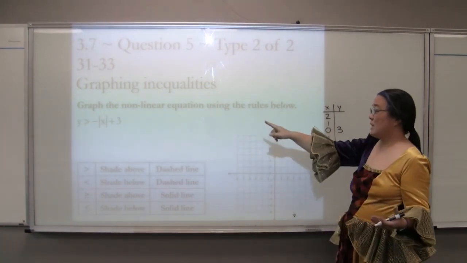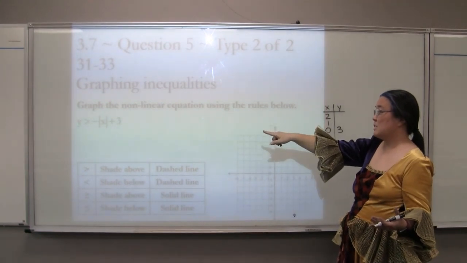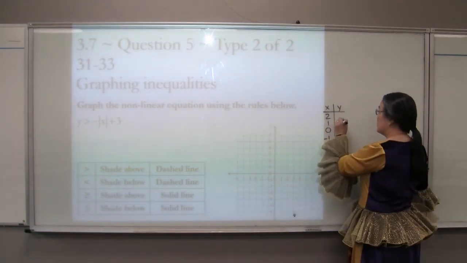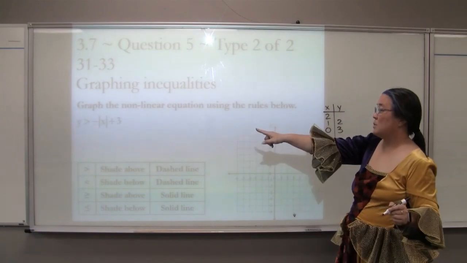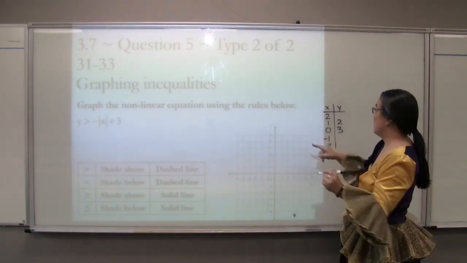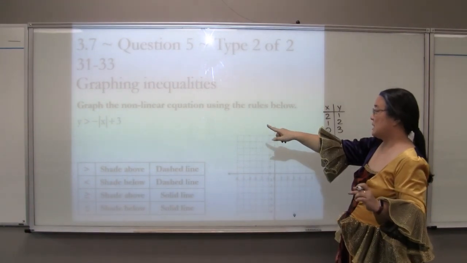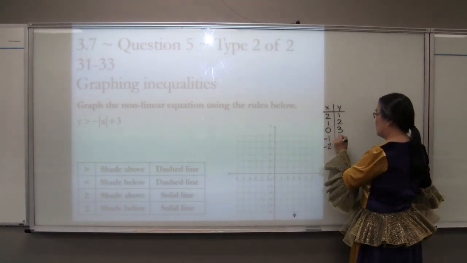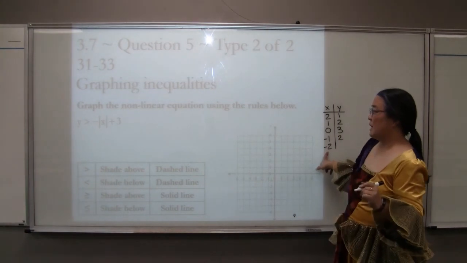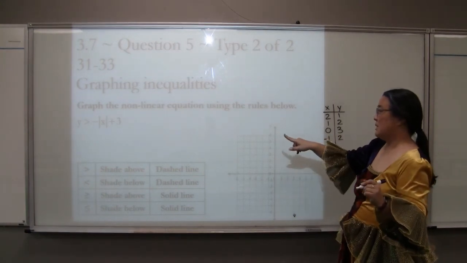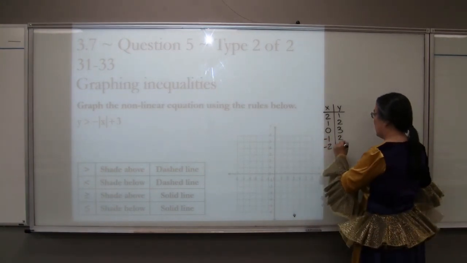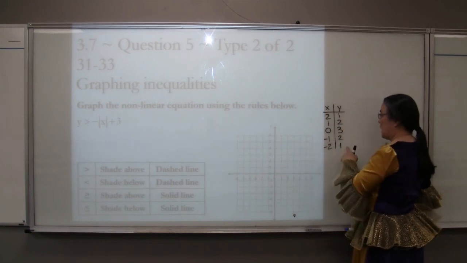All right, 1, absolute value of 1 is 1, times negative is -1, plus 3 is 2. Absolute value of 2 is 2, times negative is -2, plus 3 is 1. Absolute value of -1 is 1, times negative is -1, plus 3 is 2. Absolute value of -2 is 2, times the negative is -2, plus 3 is 1. Hey, it's got the same pattern here.